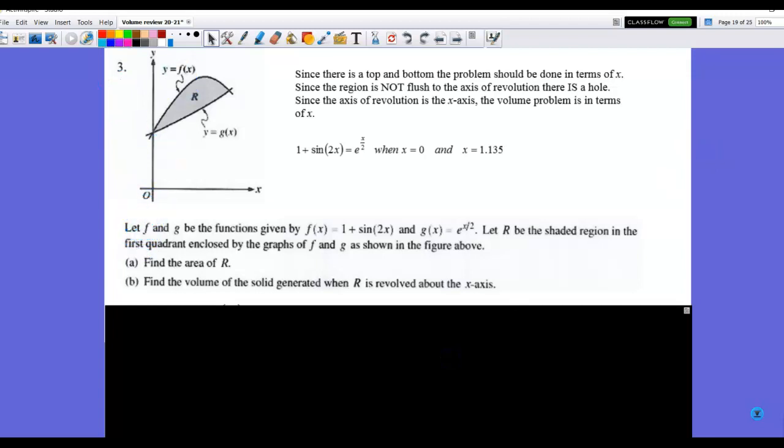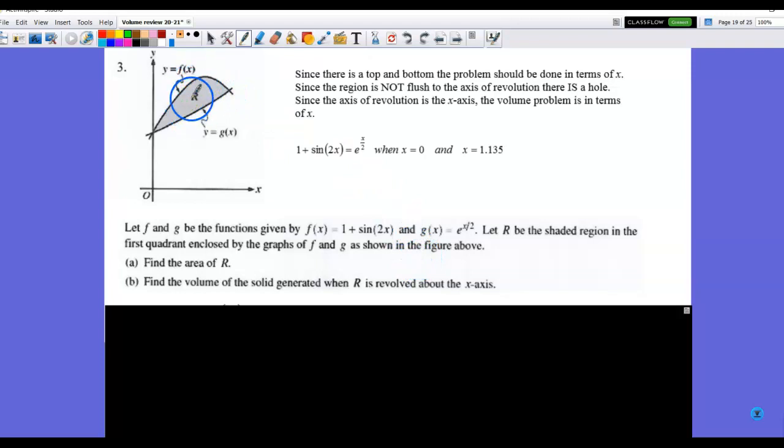This time we have two different functions like we did in problem 1. Let f and g be the functions given by f of x is 1 plus sine 2x, g of x is e to the x over 2. Let R be the shaded region, the graph is provided up here, in the first quadrant enclosed by the graphs of f and g. Find the area of region R.